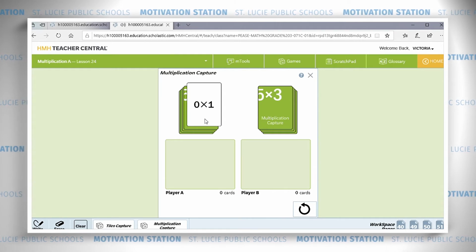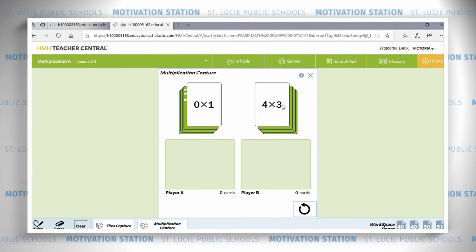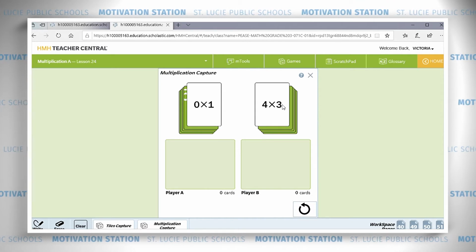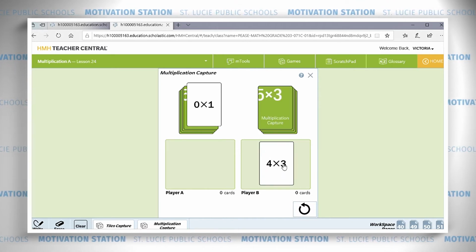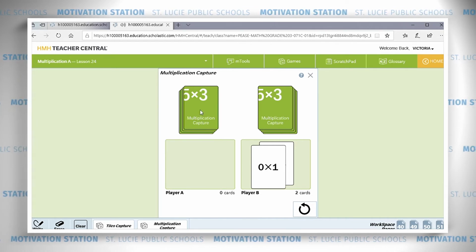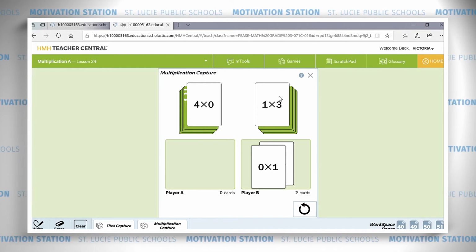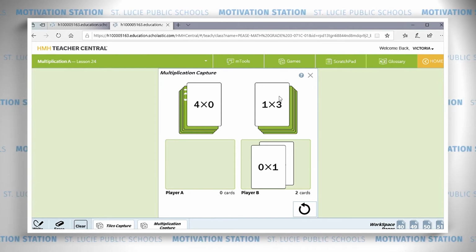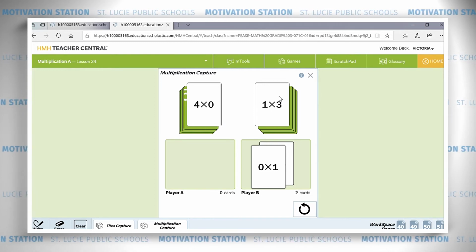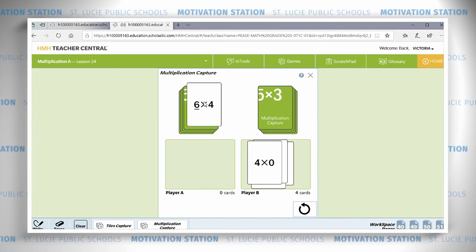So player 1, 0 times 1 is 0. Player B has 4 times 3 is 12. 12 is greater than 1. So player B gets both cards. Flipping the cards over. 4 times 0 is 0. 1 times 3 is 3. So player B again wins this one because 3 is greater than 0.